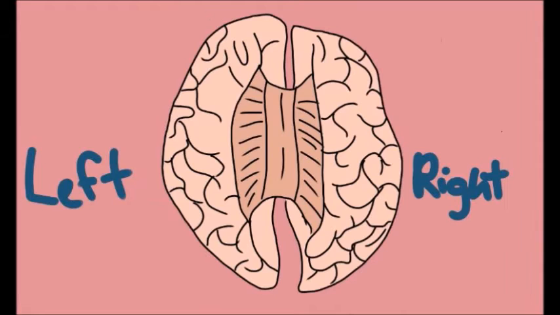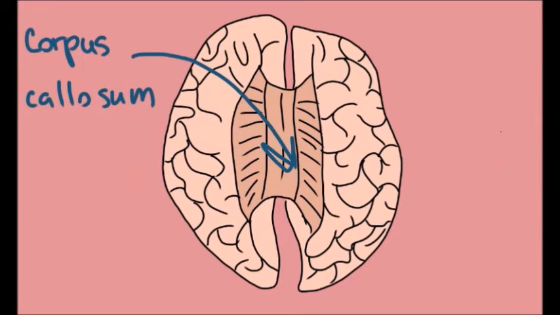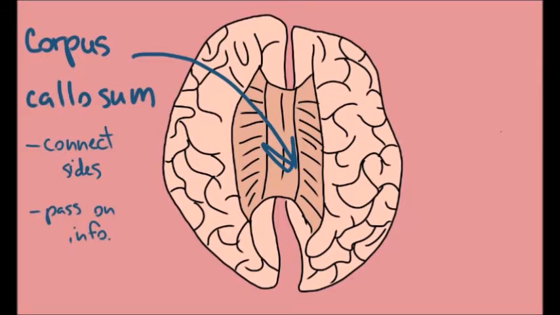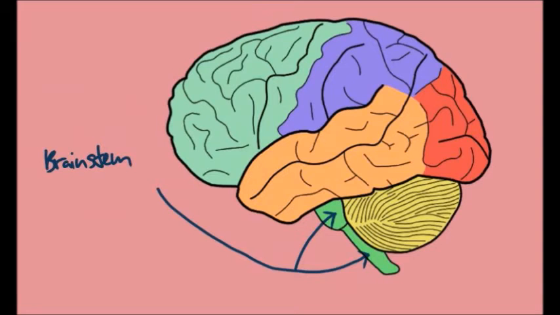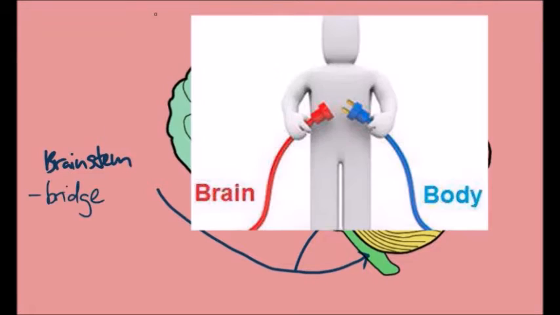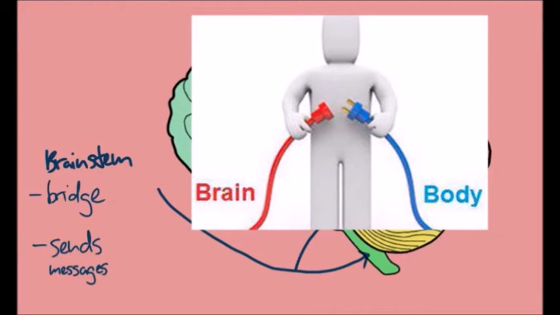Now that we are done with the lobes, it's time to talk about the other areas in the brain. Let's start with what connects the left and right side of the brain. By this, I mean the corpus callosum, and its function is that it connects the 2 hemispheres of the brain, allowing information to be transferred between the 2 sides. Another important area is the brainstem. It is the bridge between the brain and body. It sends messages to other parts of the body, allowing it to function properly. If damaged, then simple things like breathing and having a heartbeat can't happen.